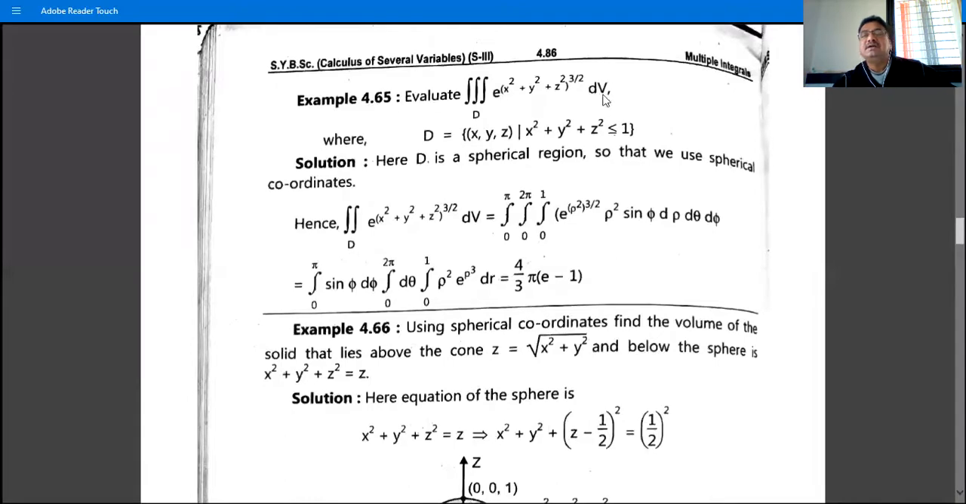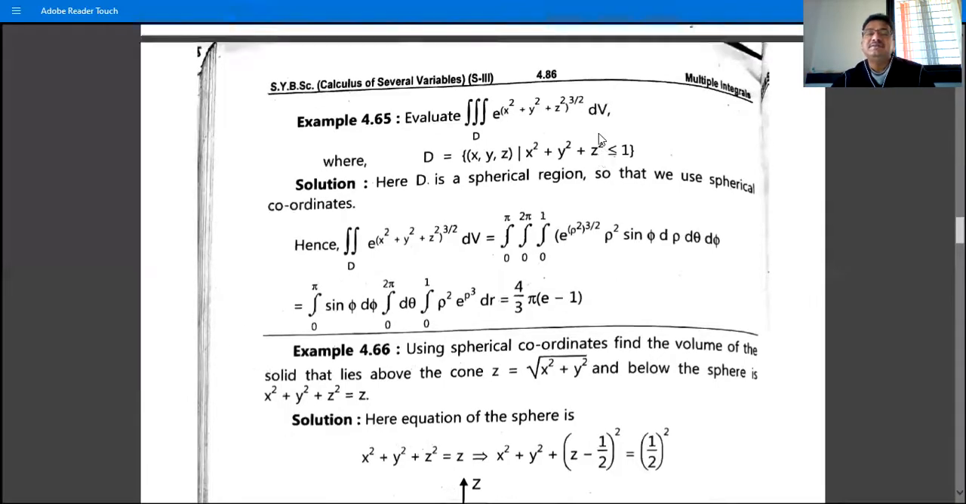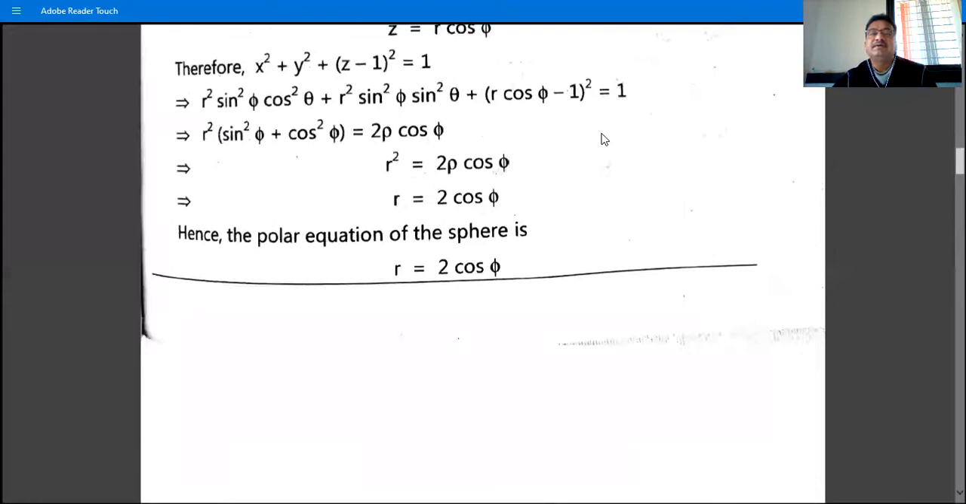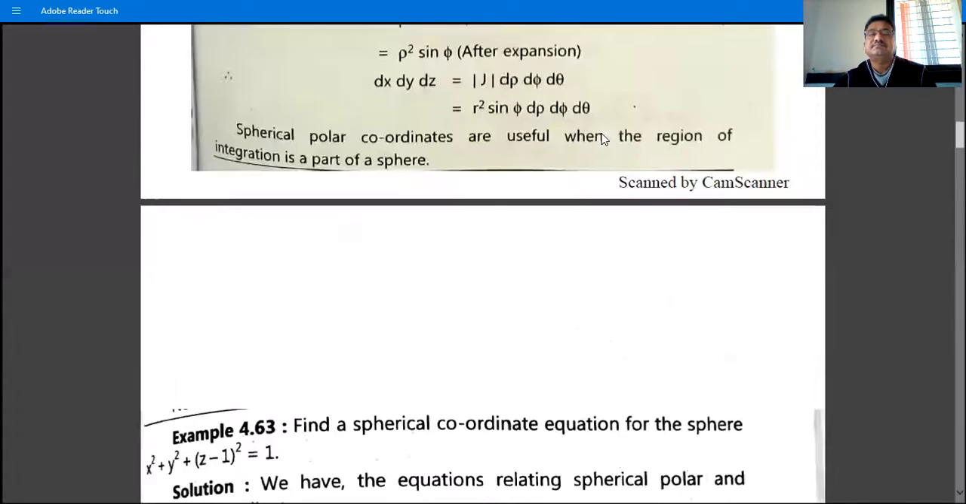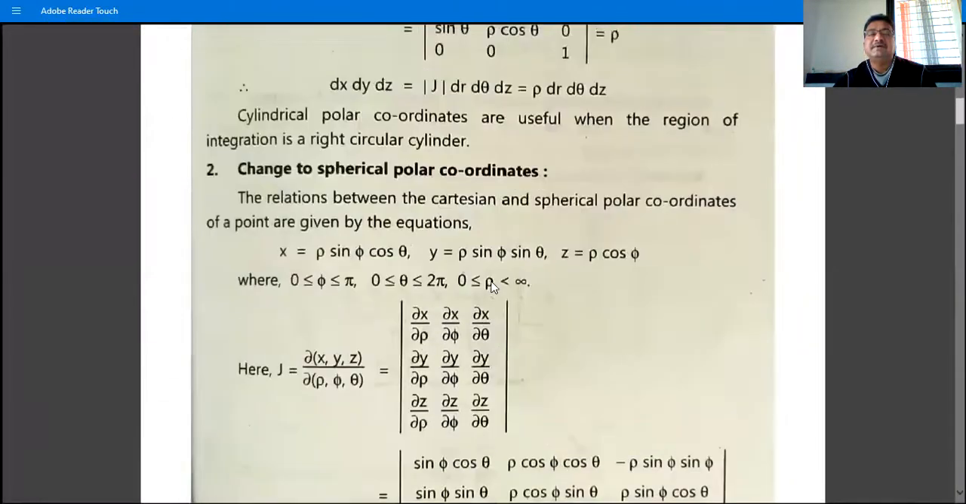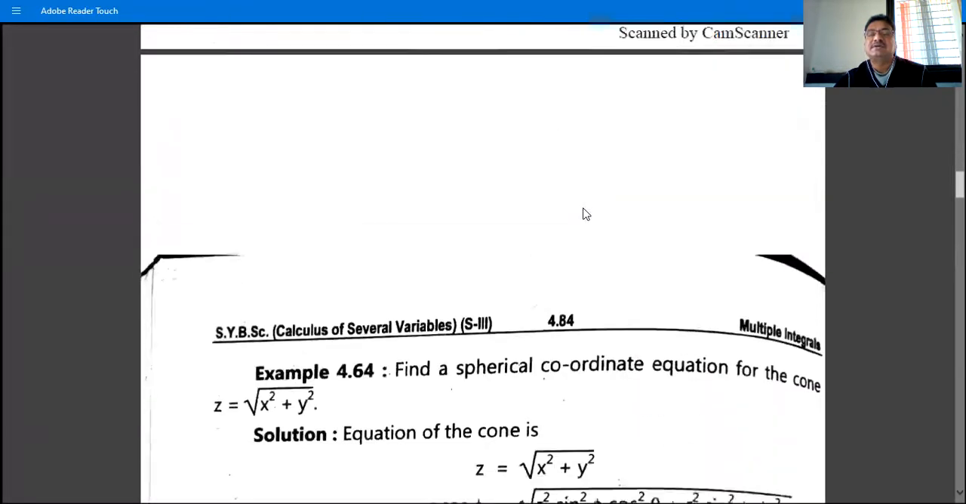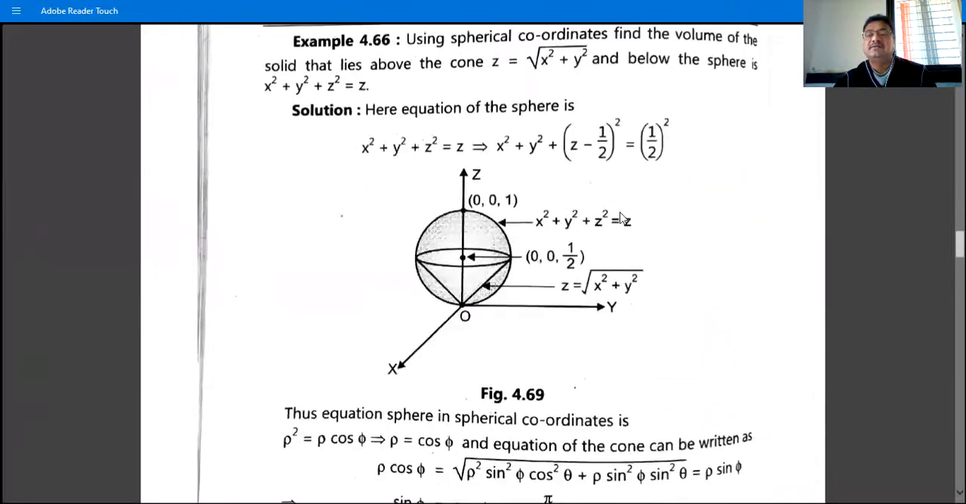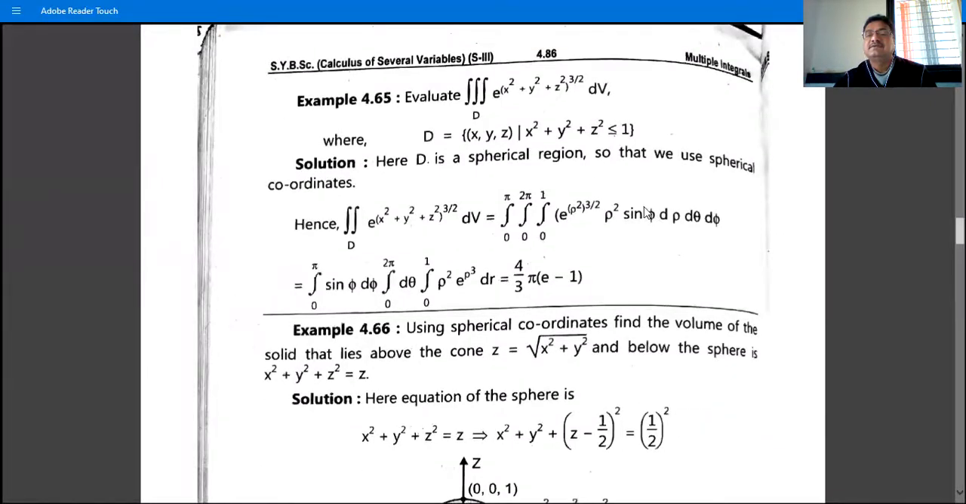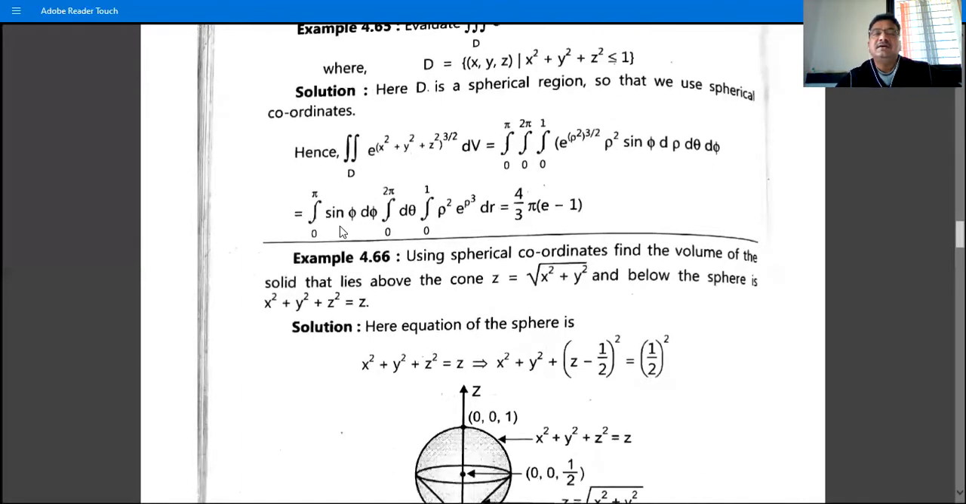This dv means dx dy dz, and dx dy dz is replaced by what? Here is the dx dy dz in spherical coordinates. dx dy dz is replaced by r square sin phi dr d phi d theta, or rho square sin phi d rho d theta d phi, or r square sin phi dr d theta d phi. Use the notation r. Then the simplification.